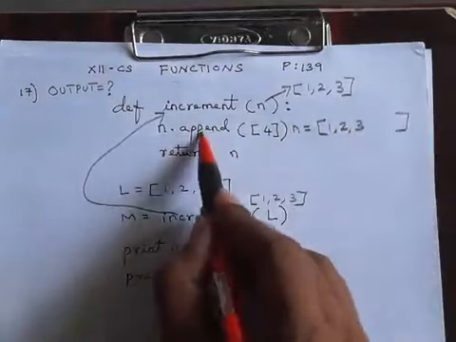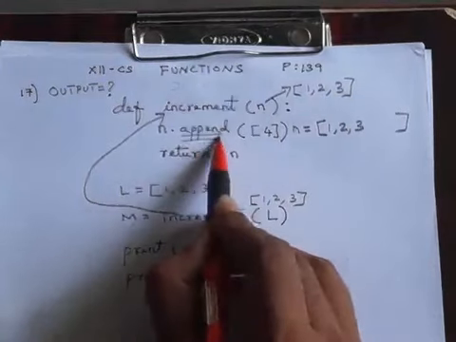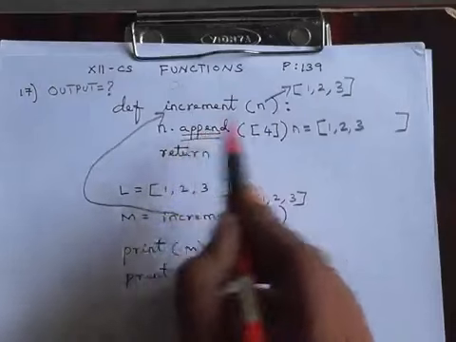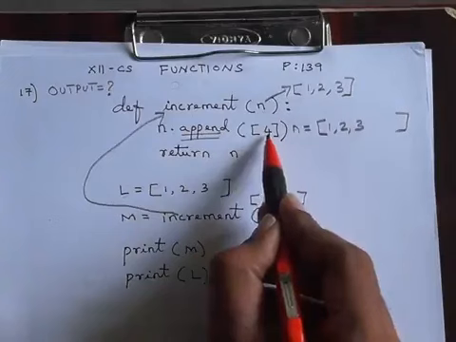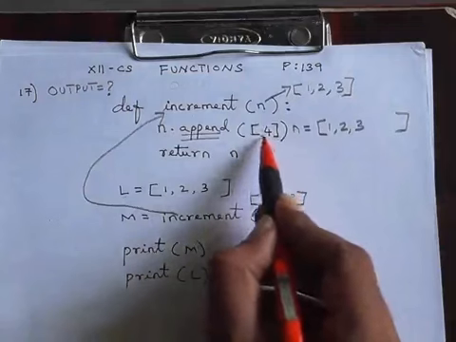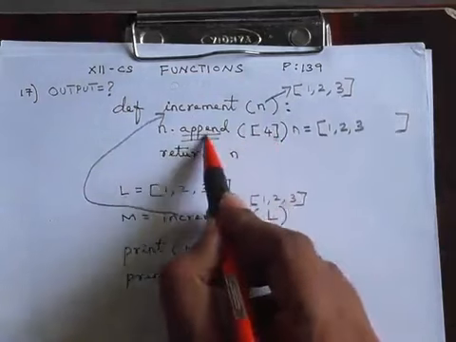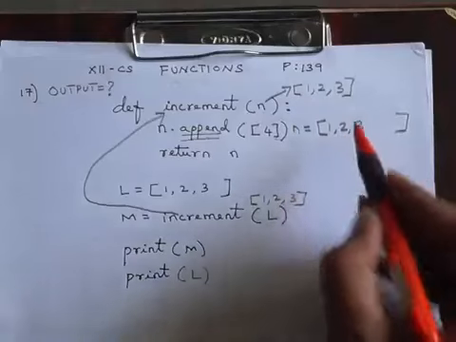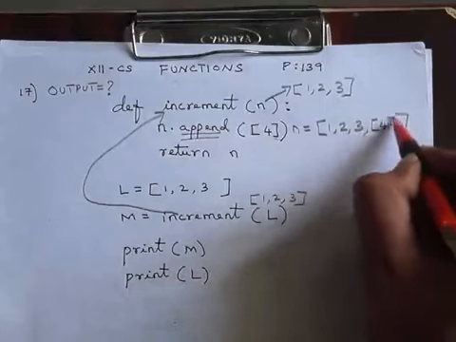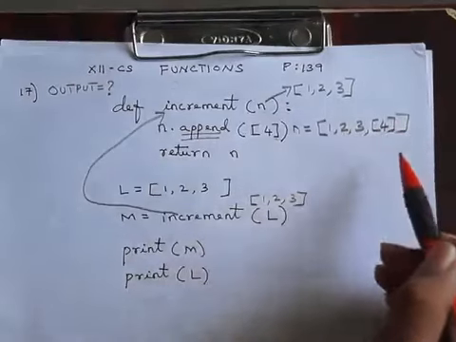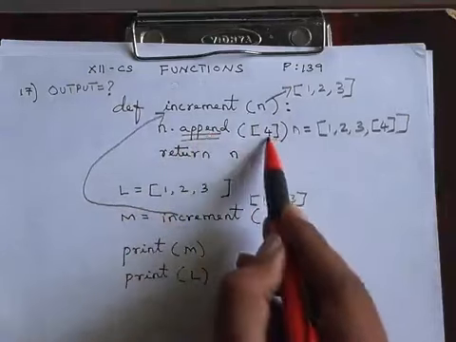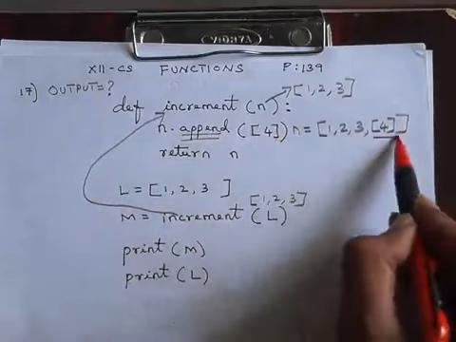Okay, so n dot append. What is the meaning of append? It will add at the last. Append means it will add at the last, such that it is not a normal 4, it is a list 4. Can you see this list here? It is a list 4. So this list 4 will be appended to the list. So 1, 2, 3, and here a list 4 will be added. Understand? Once again I am saying append means it will add at the end, such that this list 4 will be added at the end.